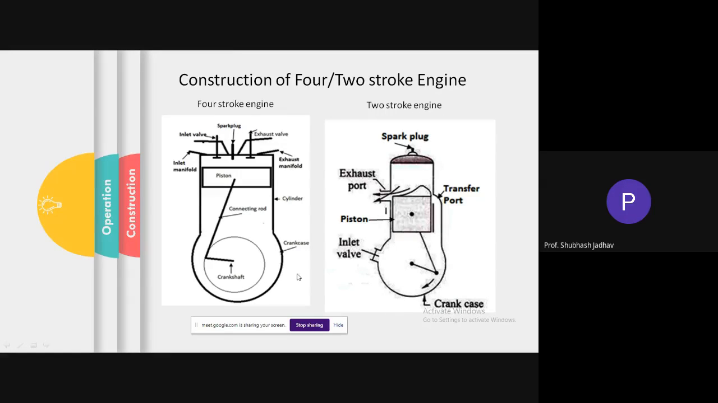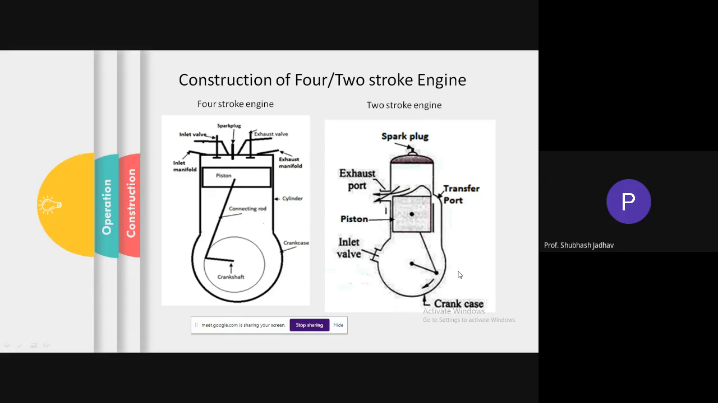As we discussed earlier, if the speed of the engine, the revolutions of the crankshaft, is 1000 in the case of a 4-stroke engine, how many power strokes will be there? 500 power strokes will be there. On the contrary, if the RPM of the engine in the case of a 2-stroke engine is 1000, then how many power strokes will be there? There will be 1000 power strokes.